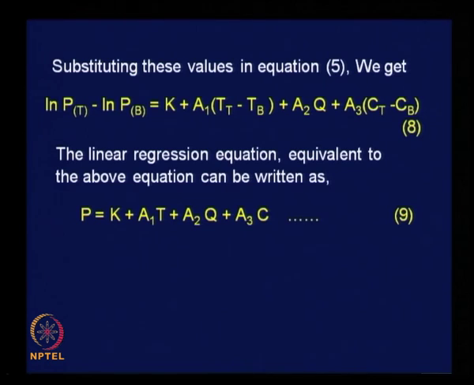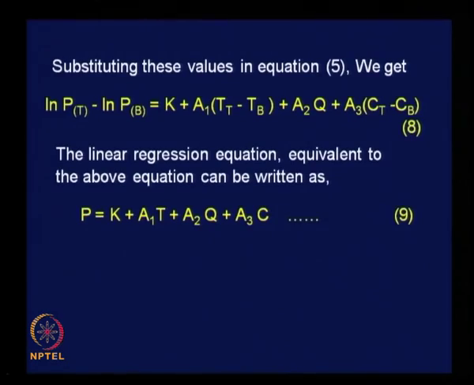You can afford to write this way because you know what P is. P means ln of Pt minus ln of Pb, is it not. T is nothing but Tt minus Tb, the travel time difference for any travel from an origin to a destination between train and bus. Q, you know what value to be substituted depending upon the distance involved, and then C is nothing but Ct minus Cb, the travel cost difference between train and bus.